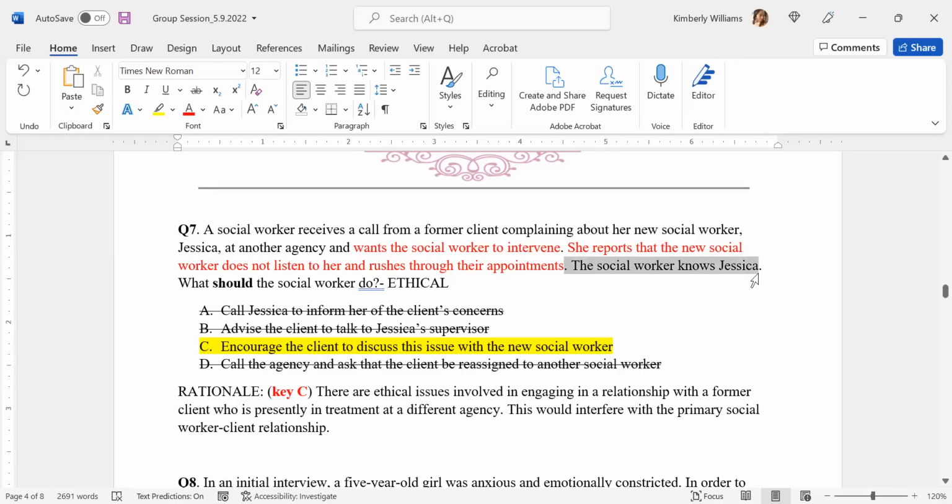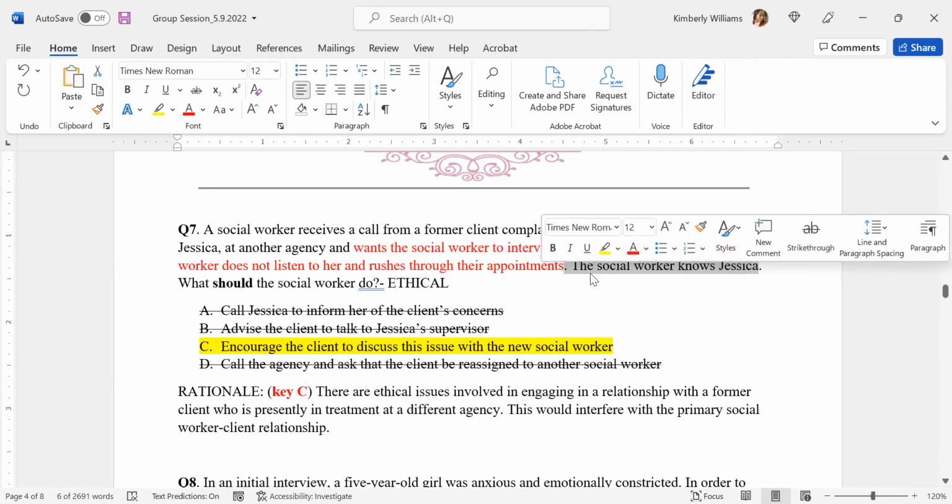See, some people get confused. The fact that she knows, like, oh, well, that's my homegirl. I could call in and talk to her for you or whatever. We don't do that. That's not ethical.